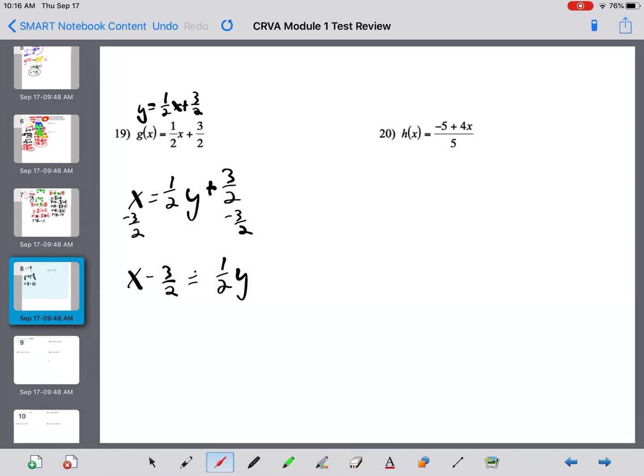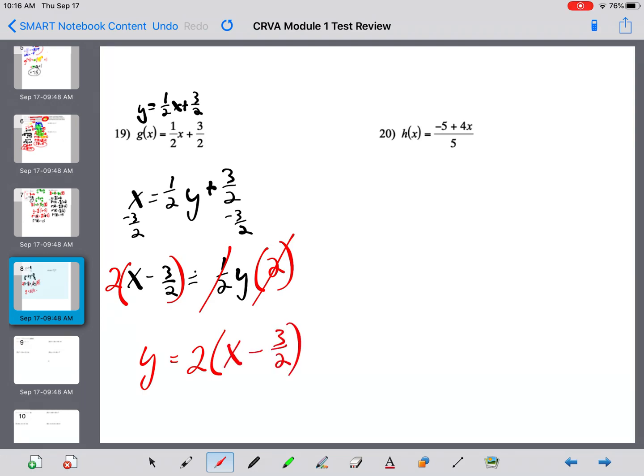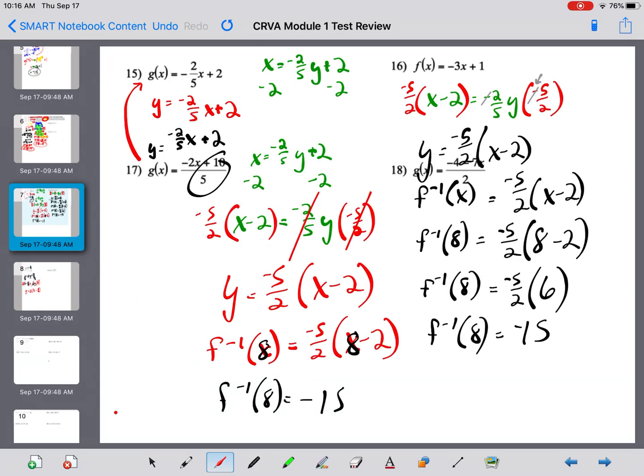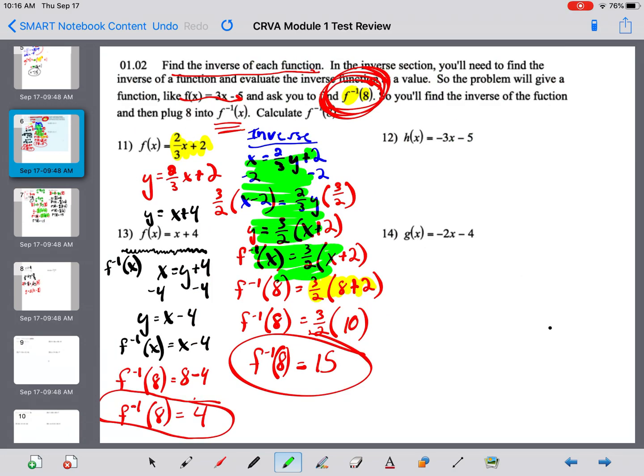To undo multiplying by 1/2, so we can get y by itself, we multiply by 2. So we're going to multiply all of this by 2. So we get y equals 2 times x minus 3/2. And now, folks, in the examples before, I could distribute right here, but ooh, that's messy. There are some benefits to distributing that through, but it can cause just as many or more problems.